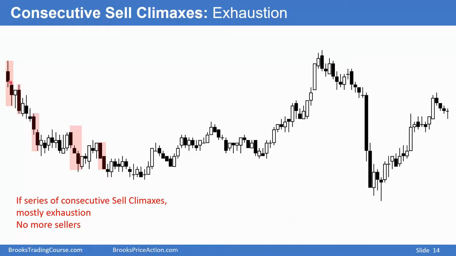When you have a lot of consecutive sell climaxes without much of a pullback, usually the market gets exhausted. No more sellers at this price. They'll wait to see a reversal. If the bulls are not particularly strong on their reversal, the bears will sell again.